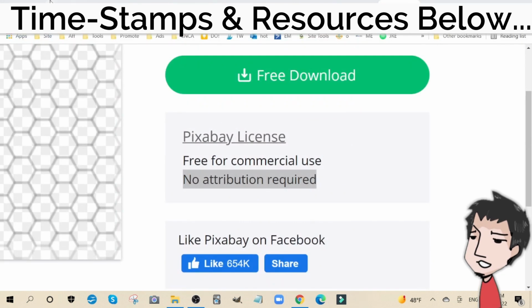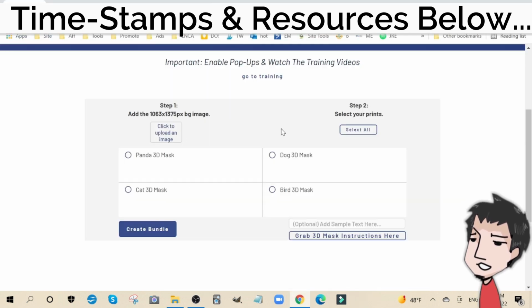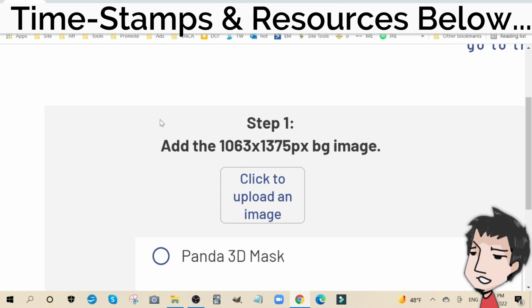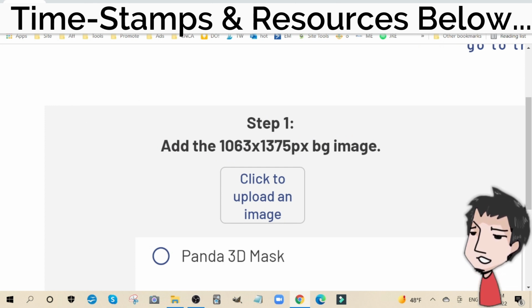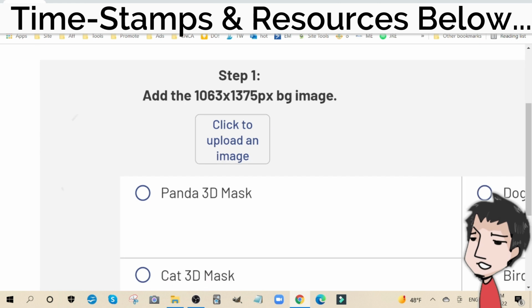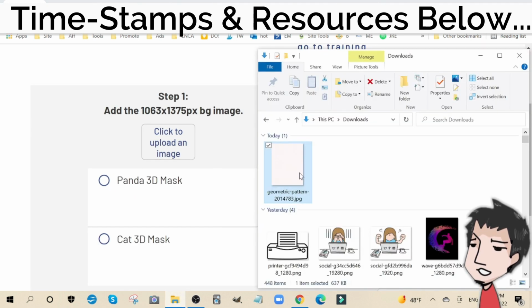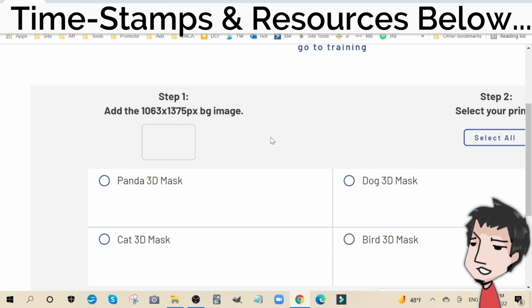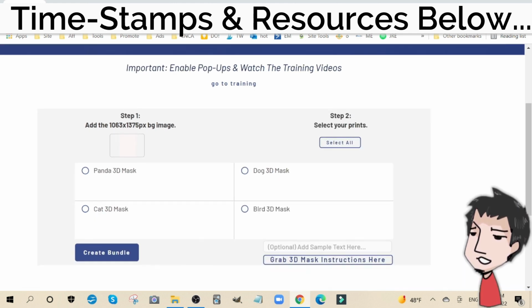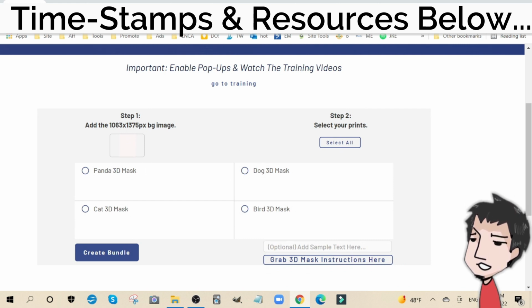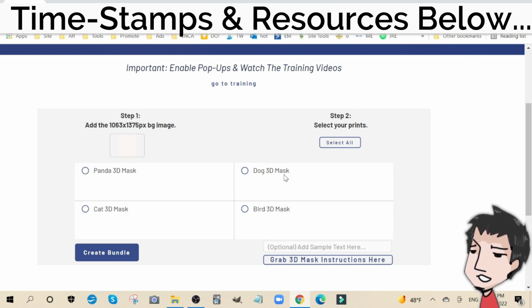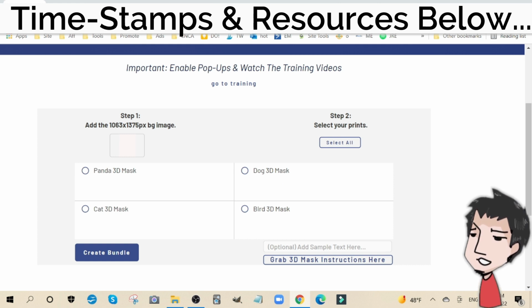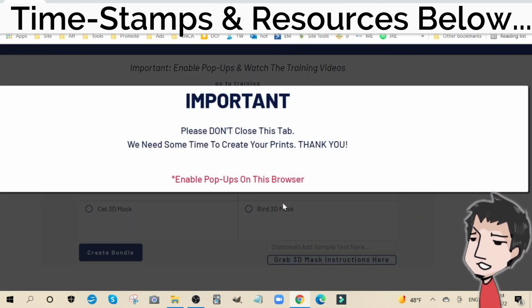So I'm going to make sure that when I add it to Crispy Prints, it's at the 1063 by 1375 pixel dimension, okay? Let me do that now. I'm going to add that now. Slide it on over and dump it in here, okay? Once I do that, I'm going to select the type of mask I want. The dog is brown, the bird is blue, and the cat is orange. I'm going to write that in here. But right now I want to do the panda, click create bundle, okay?